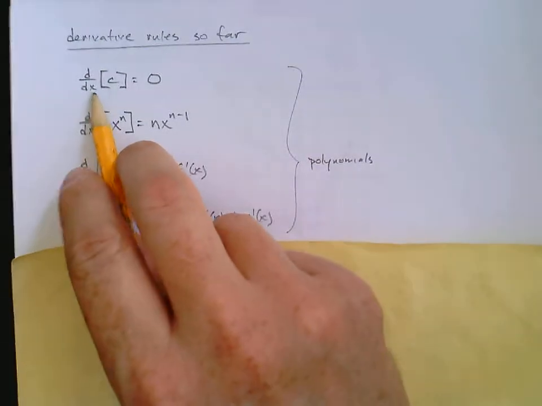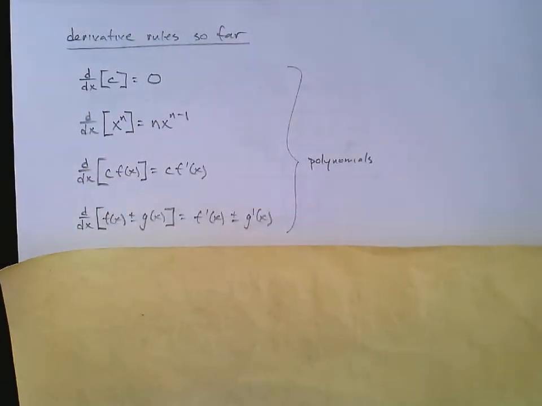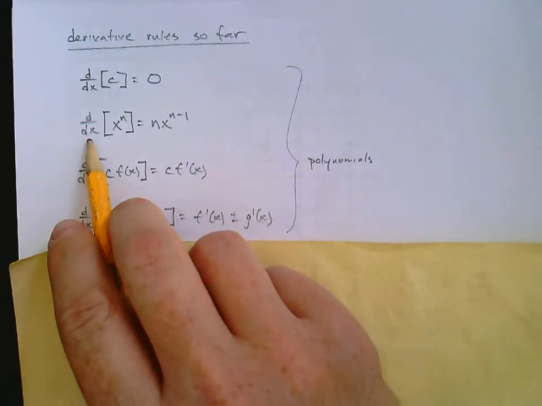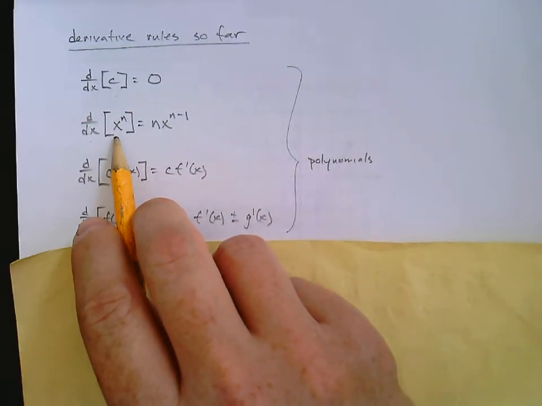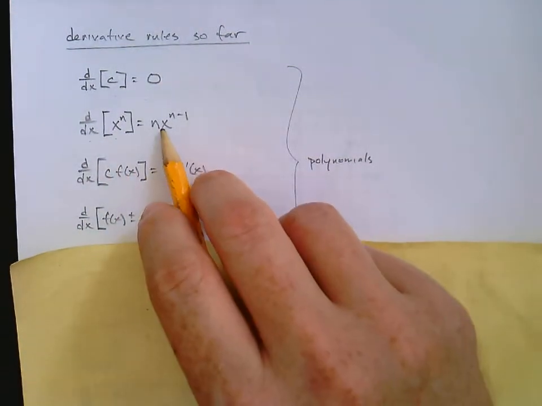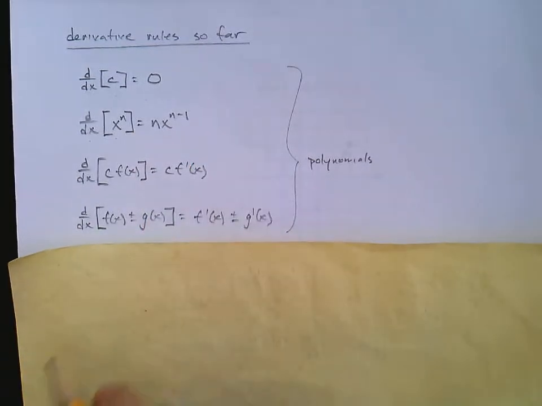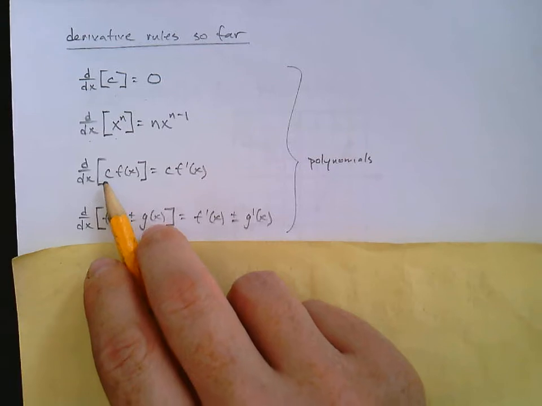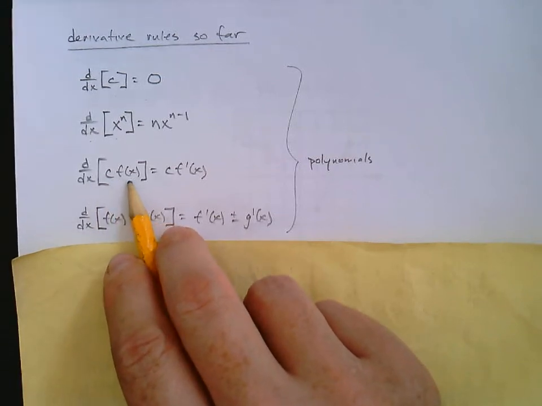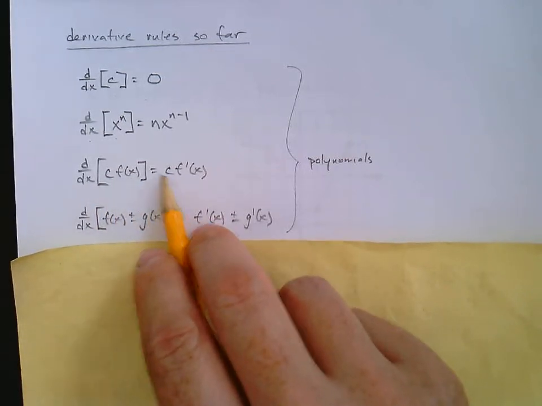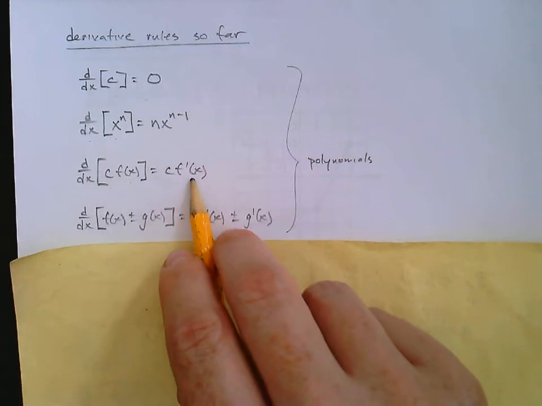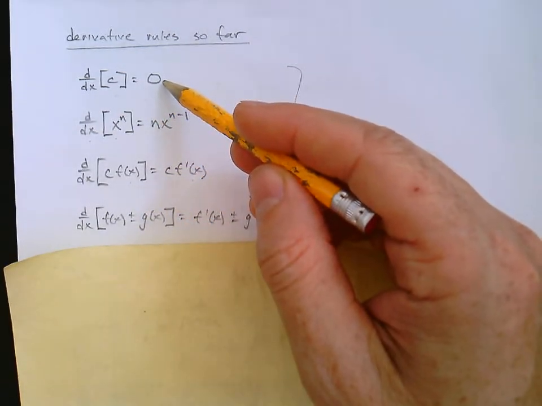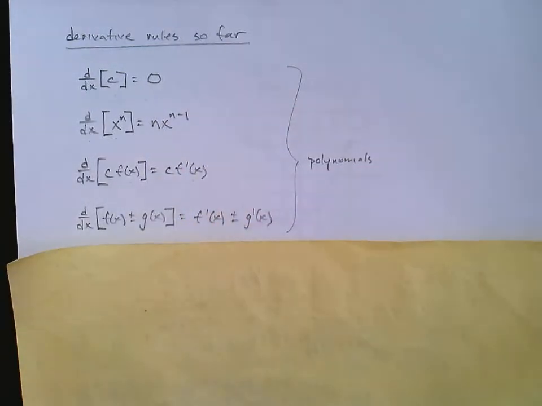And so we had these all for polynomials at that point. The derivative of c equals 0, any constant. This was the power rule here. The derivative d over dx of x raised to the n is nx to the n minus 1. This is the constant multiple rule. When you've got a constant times a function, that constant just carries along and you take the derivative of the function, not to be confused with the derivative of the constant by itself.